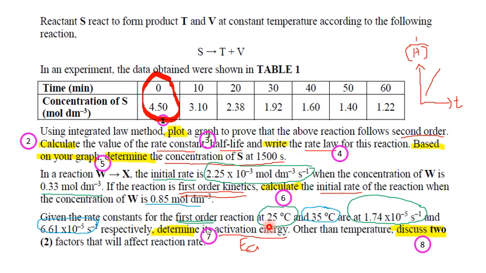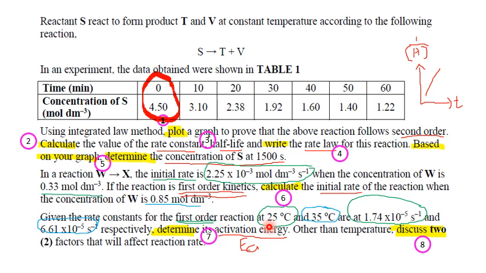Okay, the third part of the question: given the rate constant for the first order at 25 degrees Celsius and 35 degrees Celsius. The rate constant at 25 is 1.74 times 10 to the power -5 per second, and at 35 degrees Celsius is 6.61 times 10 to the power -5 per second, respectively. Determine the activation energy. So, activation energy means we are going to apply the Arrhenius equation. Always remember, when we apply the Arrhenius equation, we must convert temperature from degrees Celsius to Kelvin.